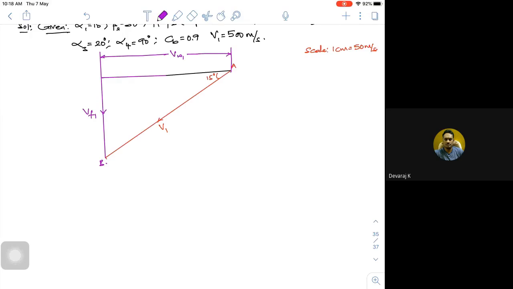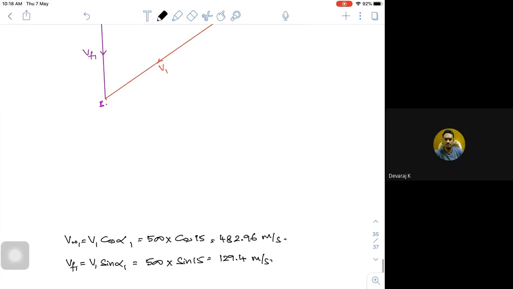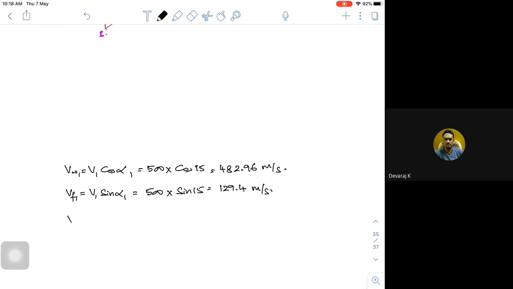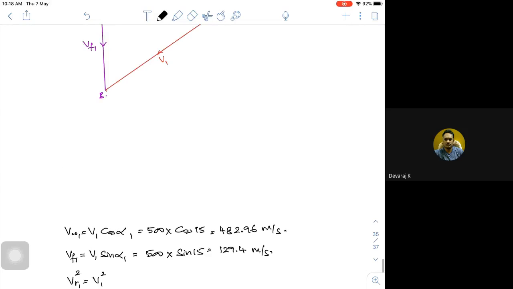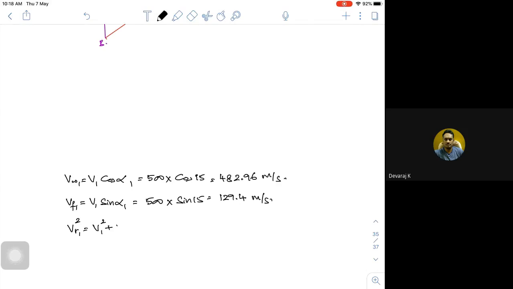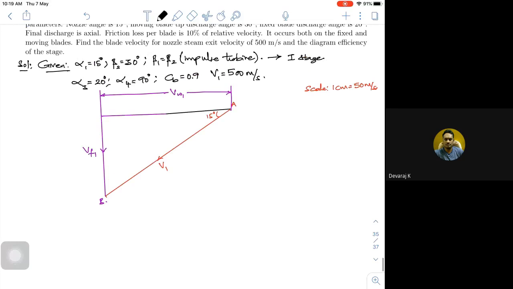Now, how to get this particular thing? So now you can use the cosine rule. I can find VR1. If I use the cosine rule, VR1 square is equal to V1 square plus U square minus 2 V1 U cos alpha 1.